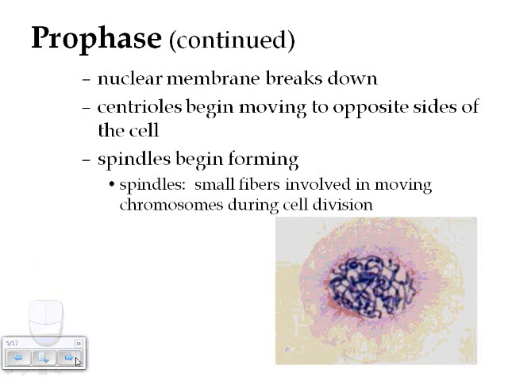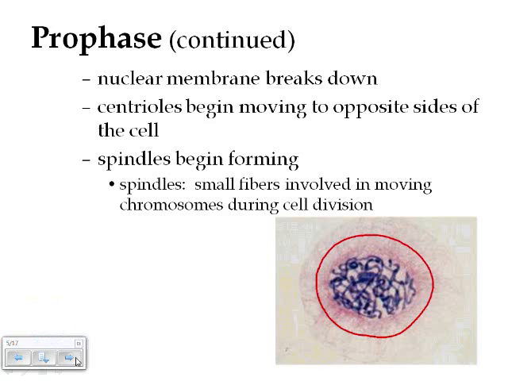In addition, you can see here that the nuclear membrane is starting to break down or starting to dissolve. There's no more distinct dark area where the nuclear membrane should be. Instead, it really just kind of looks more like a fading membrane.